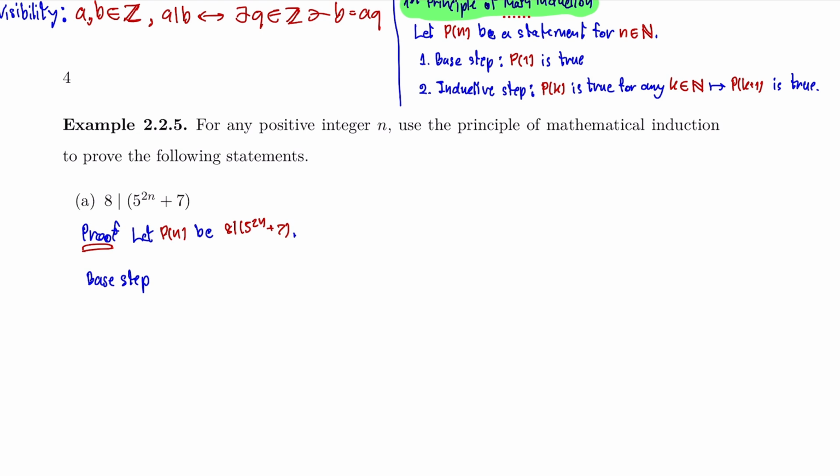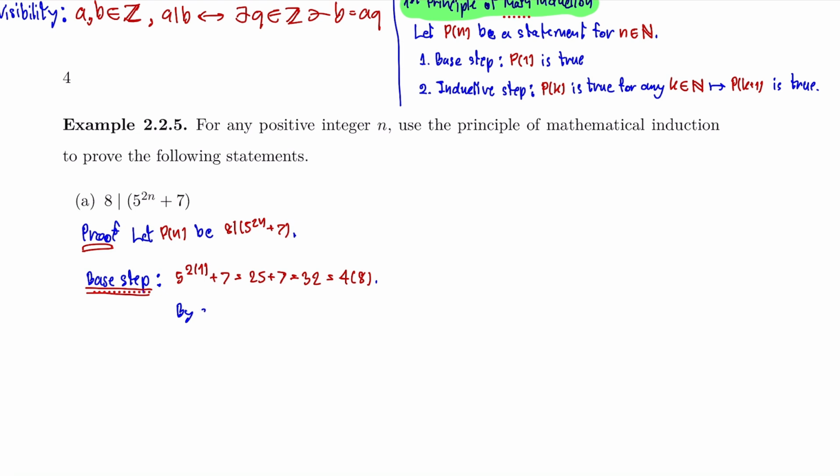Base step. Alright, so what is P(1)? We start when n equals 1, so we're going to have 5 raised to the power of 2 times 1, plus 7, which is 25 plus 7, which is 32. And 32 is divisible by 8, so it turns out to be 4 times 8.